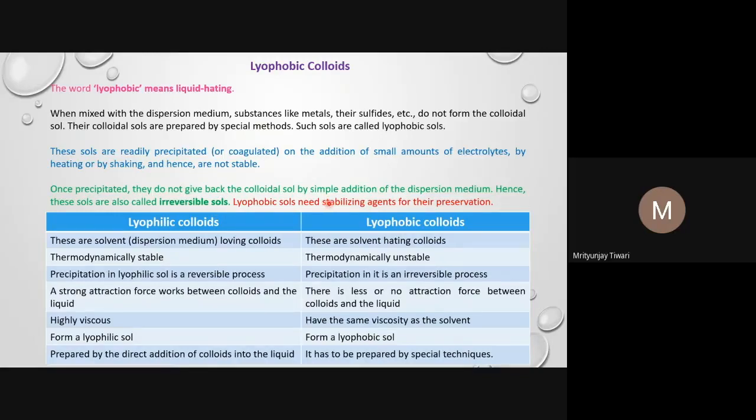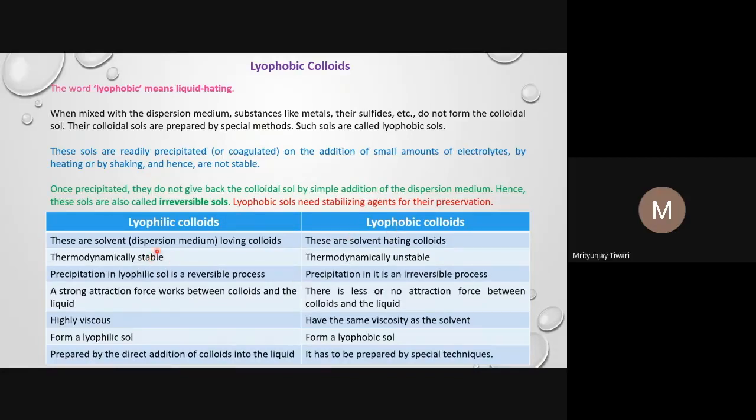And lyophobic sols need a stabilizing agent for their preservation. If you want to keep them as such for a longer period, you have to use a stabilizing agent to make these lyophobic sols stable. So now let's see the difference between lyophilic and lyophobic sols one by one.